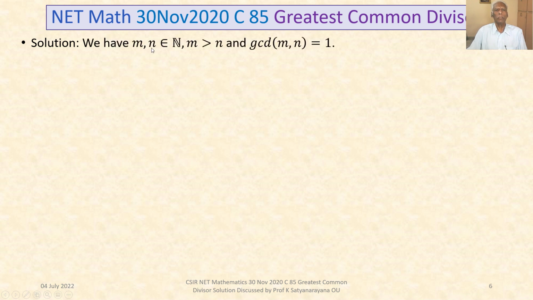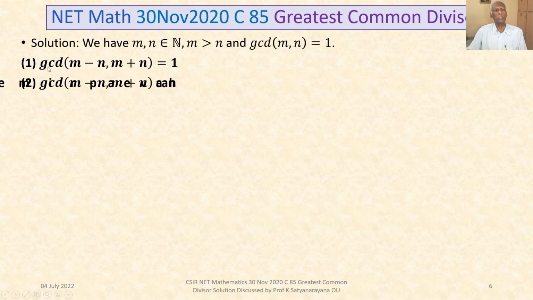We have m, n belonging to N, the set of natural numbers which are positive integers, m greater than n, and GCD of m, n is equal to 1. This is the condition. Let's now decide the truth of the statements given in options 1 and 2. Option 1 says the GCD of m minus n, m plus n is 1 for all m, n satisfying these 2 conditions. Is it true?